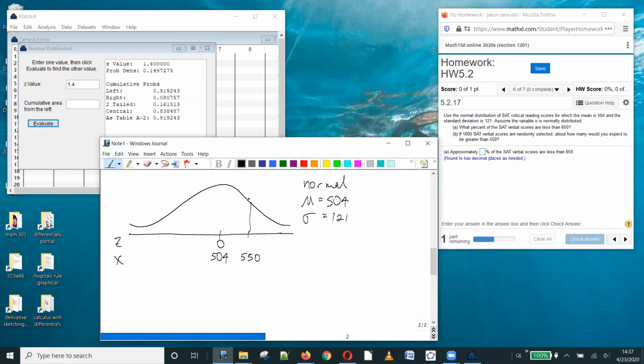Okay. So the first thing we're going to do, which we know how to do because we just talked about it, is find the probability that the data value is greater than 550. So first you find the Z-score, then you find the area or probability. So the Z-score is X minus mu over sigma. X value is 550, mu was 504, sigma was 121. Ooh, that does not work out nicely. I have to figure that out.